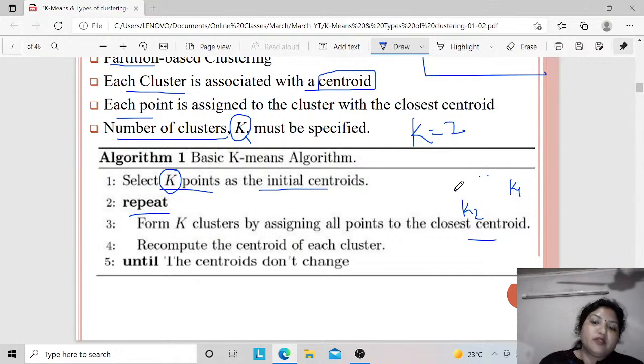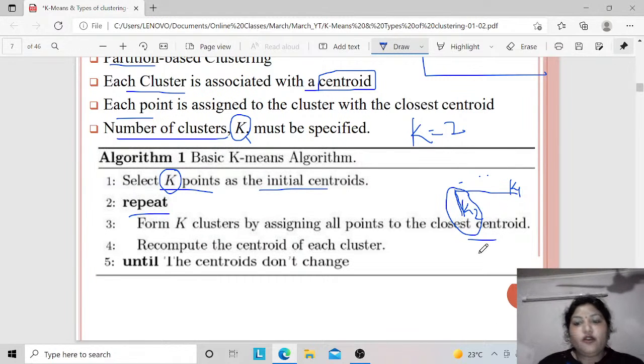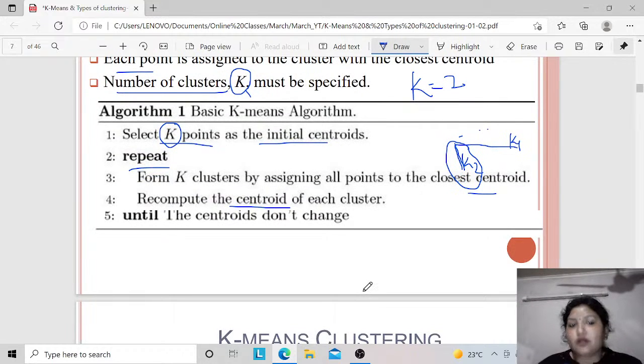What you are going to do is calculate the distance from both the centroids using the Euclidean distance method. If the data point has the minimum distance to this centroid, then this data point will fall in this cluster. Each time you put a data point into a cluster, your centroid value will be updated. You need to recompute the centroid of each cluster. I will be telling you how it works.